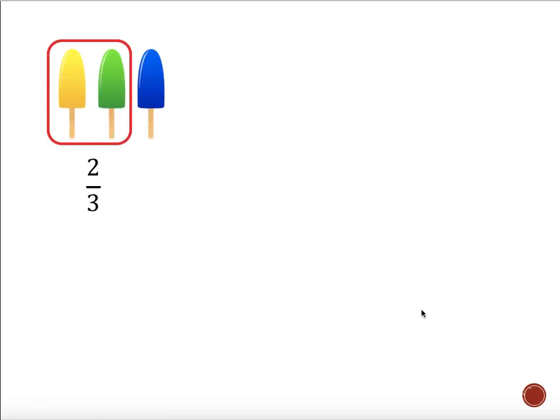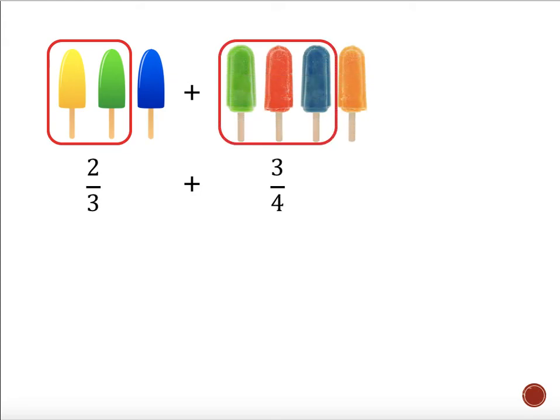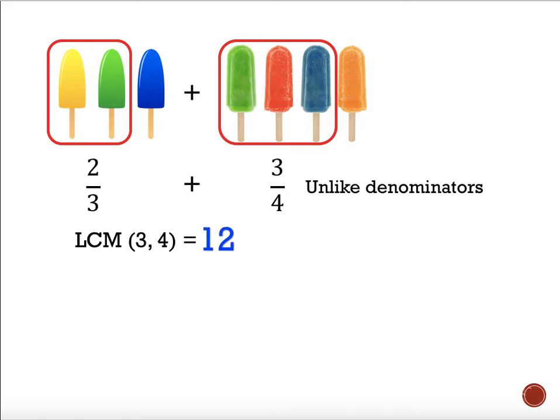Now let's look at another example. I have 3 yummy ice creams, out of which I chose 2, 2/3. And then I have 4 ice creams, out of which I chose 3. So my fraction is 3/4. Again, notice the denominators. They are not the same. So these are unlike denominators or unlike fractions. So I need the LCM of 3 and 4, which is 12.